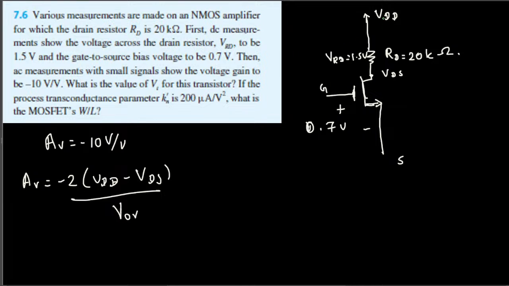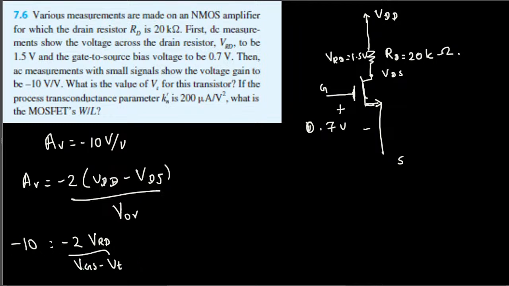Now here we don't have the VDD available, we don't have the VDS available, but we have the VRD, that is the whole thing. VDD minus VDS is equal to VRD. So instead of this, we can replace that one with VRD. So this equation becomes minus 2 VRD divided by V overdrive. And V overdrive is nothing but VGS minus V threshold. So we can express this one in that way as well, because we are trying to solve for the V threshold, so we need to have that one here, VGS minus VT. Okay, and we know the gain to be negative 10 volts per volt, so put that one here, rearrange this equation and solve for VT.